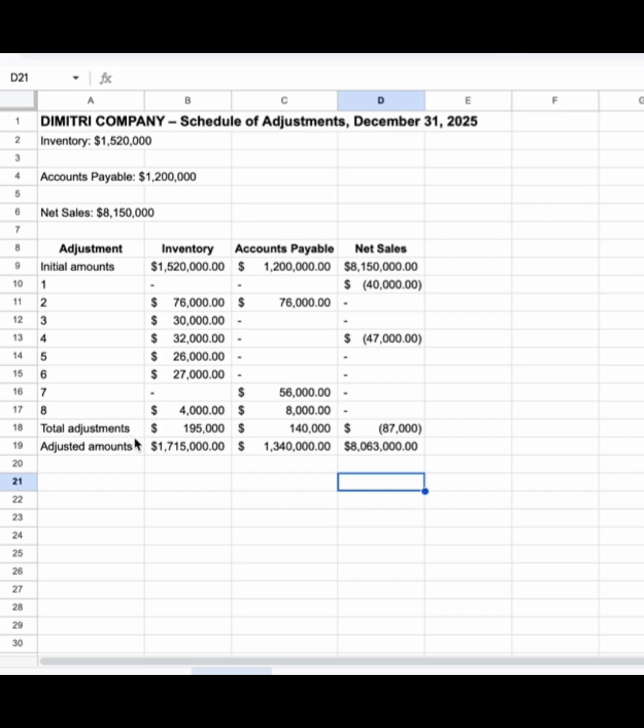The key takeaway is always check the shipping terms, FOB, and whether ownership has transferred. That determines which company should include the goods in the inventory at year-end.